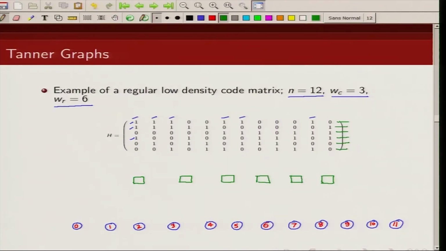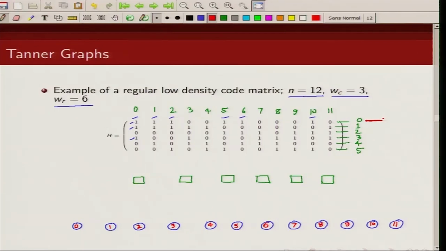Let us just label these bits, that will be easier. So, let us just label 0, 1, 2, 3, 4, 5, 6, 7, 8, 9, 10, 11. Okay. Now, let us similarly label these parity check equations. This is, let us say, parity check equation 0, 1, 2, 3, 4, 5. So, let us look at this one, this 0th parity check equation.